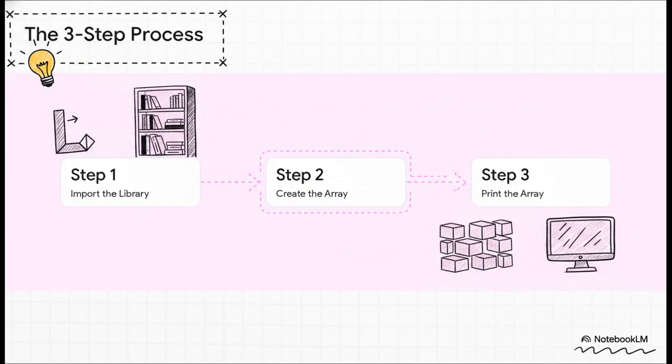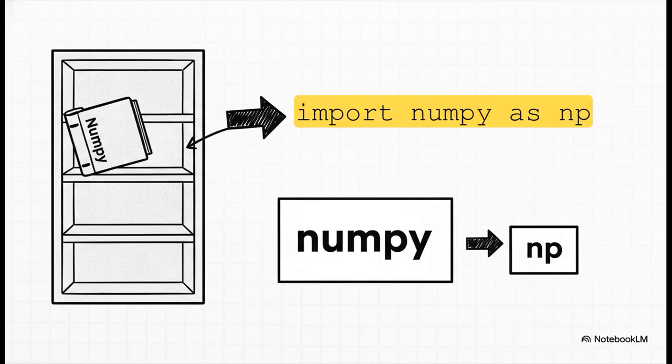Simple as that. First things first, we need to tell Python that we want to use NumPy, and we do that with this one line of code, import numpy as np. Now, that little "as np" part, that's just a nickname, a shortcut that basically everyone in the data world uses. It just saves us from typing out the full word NumPy over and over again.